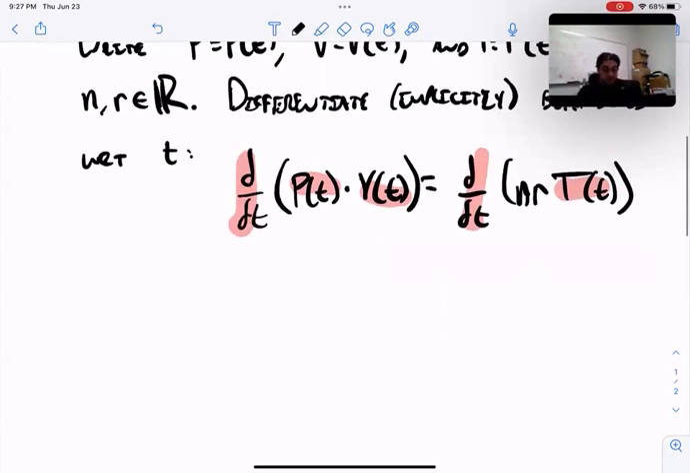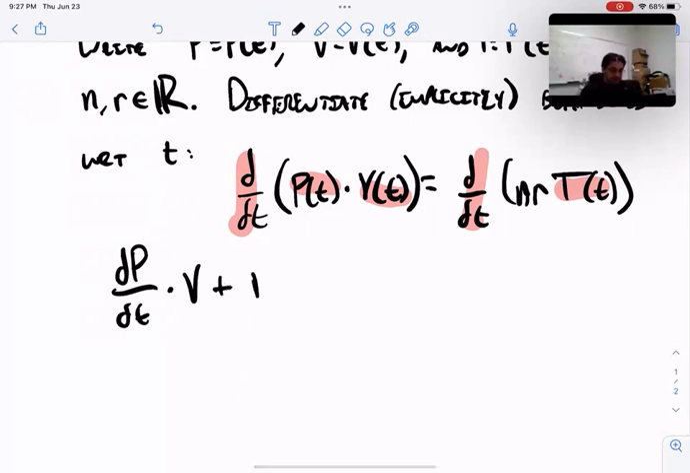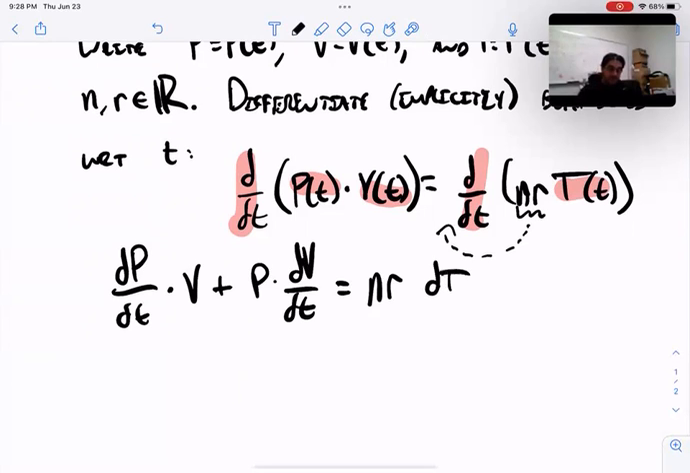So here, what would I do then to evaluate this? Well, look on the left-hand side, I have a product rule. I have a product of two functions of t, and I'm differentiating with respect to t. So what would I get? I would get dP/dt times V, right? Plus P times dV/dt. On the right-hand side, these are constants, so I can actually factor those out of the derivative, and I get just nR d/dt. So there we go.